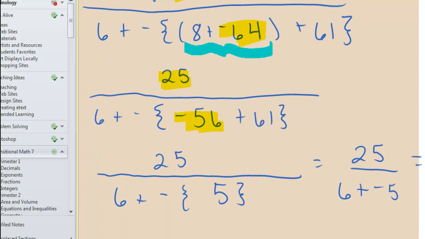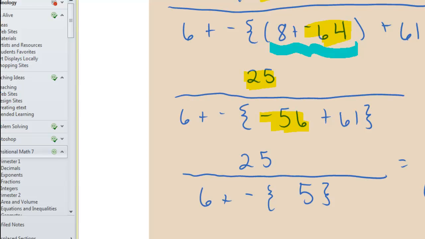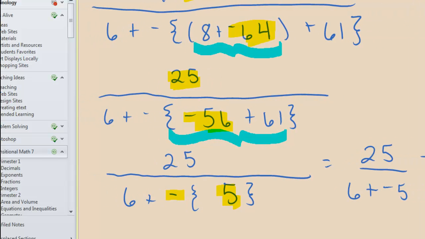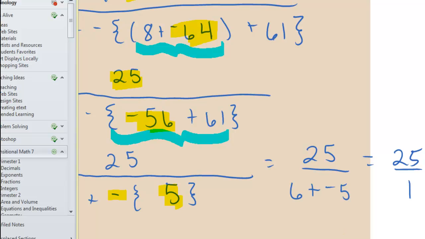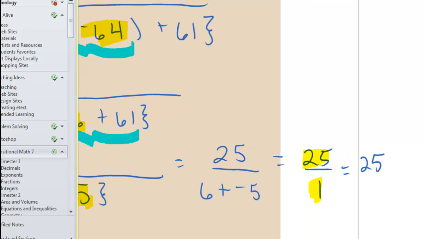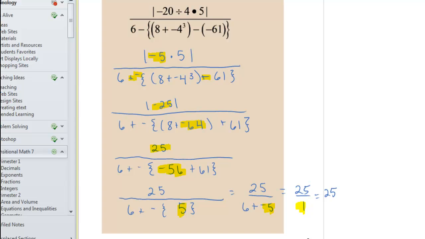In my next step, can't do anything with the numerator right now, but I can go ahead and finish what's inside my brackets, which gives me 5. And I've left this little opposite out here so I don't forget to write down the opposite. You could go ahead and put 6 plus negative 5 to get this step. So we end up with 25 in the numerator. That hasn't changed, and 1 in the denominator, which gives us 25 as our final answer. Here is the last problem in its entirety.